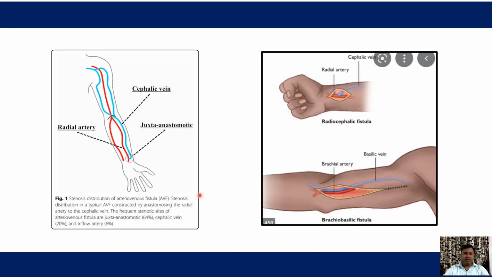In another figure, it is shown here that there is a radial artery and a cephalic vein. So a fistula occurs between the radial artery and the cephalic vein. In another figure, it is showing the radial artery, that is a radiocephalic fistula between the radial artery and cephalic vein, while another is a combination of brachial artery and basilic vein, that is called brachiobasilic fistula.